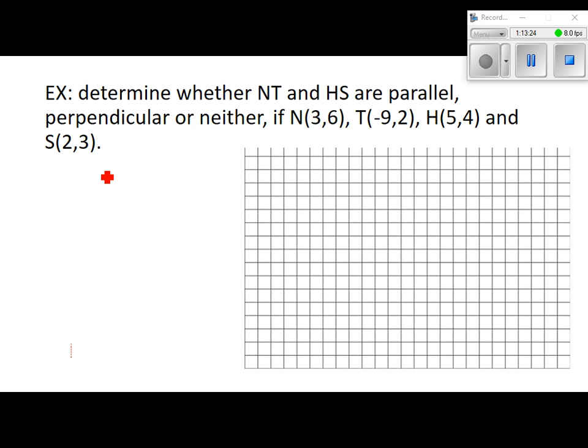So in this example, there's two different ways that we could do this. You could just use the slope formula: just subtract the y's on top, subtract the x's on bottom. Or we could graph it. I'm going to go ahead and graph it and do it both ways here real quick, then we'll do the next one whichever way we can do the shortest.